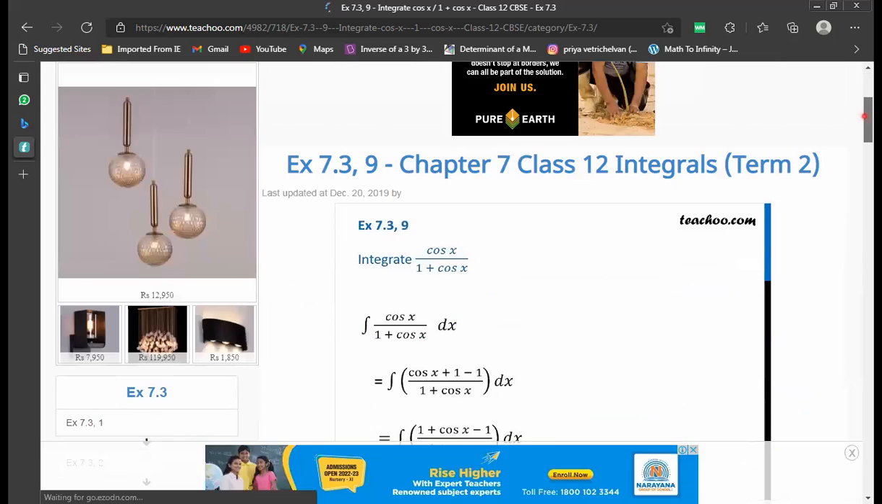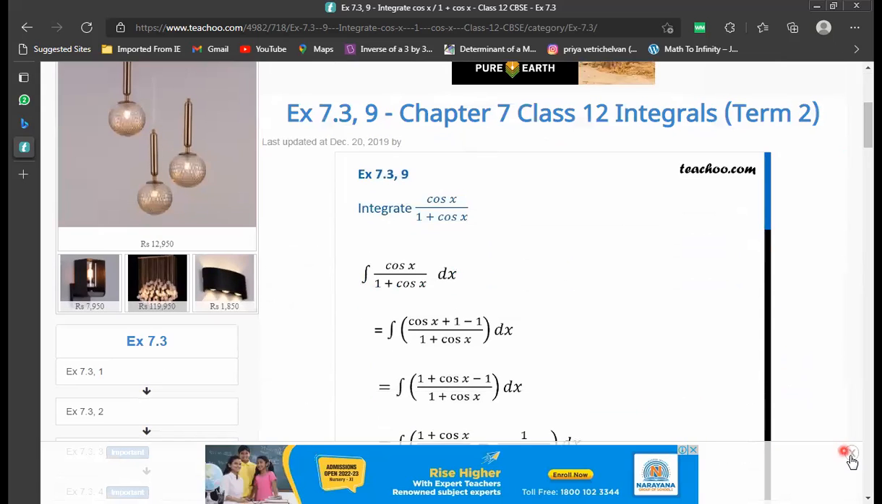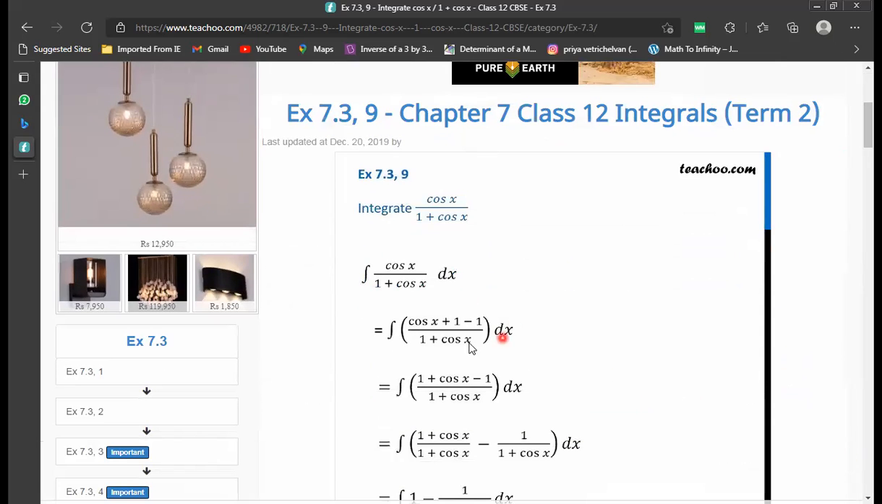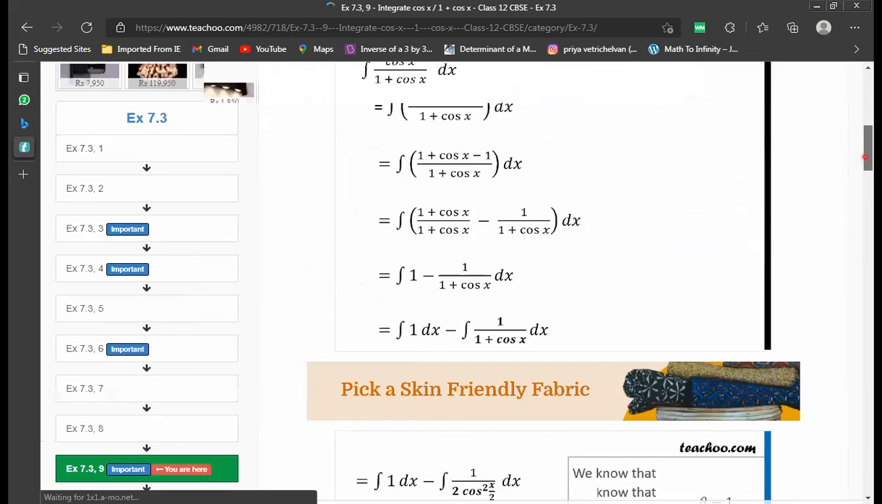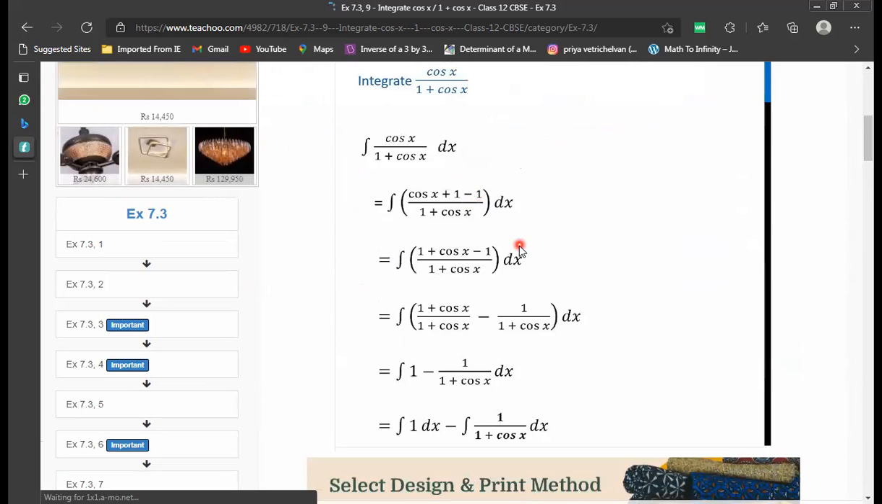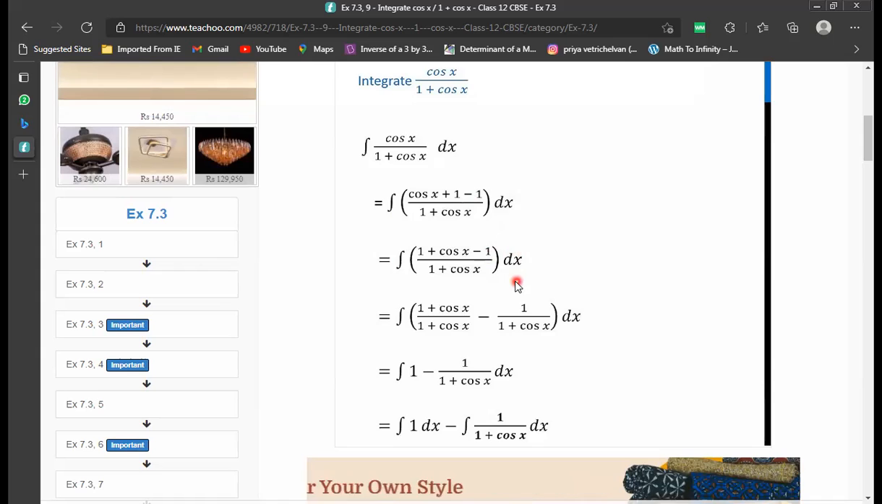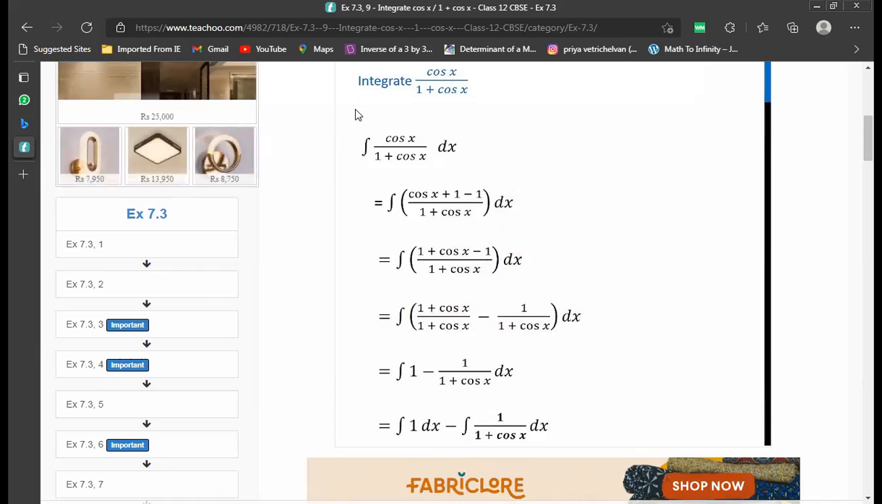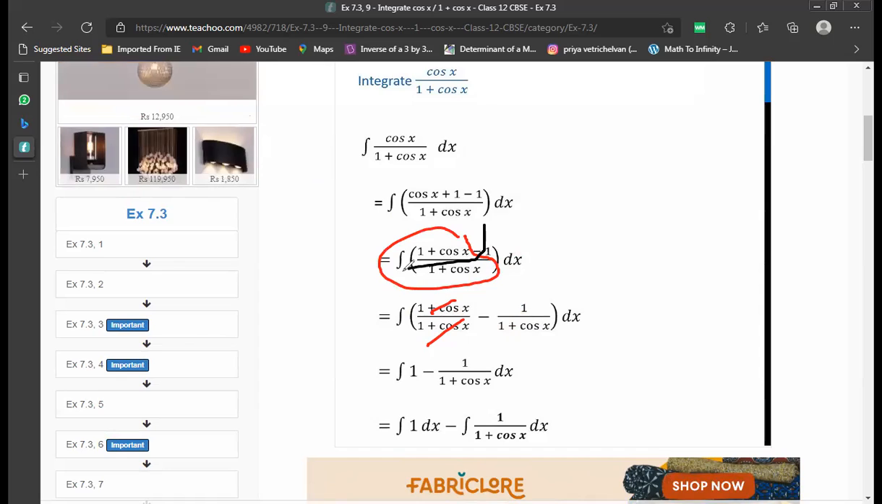Cos x upon 1 plus cos x. So you're just adding and subtracting 1 in the numerator. You are clubbing 1 plus cos x and negative 1 separately. Just keep the negative 1 separately. This 1 plus cos x is common for the 1 plus cos x in the numerator and the denominator. We are clubbing like this in order to make the cancellation of these terms.